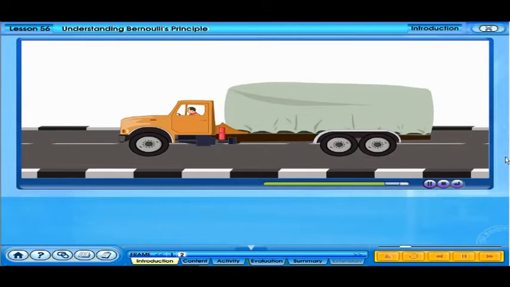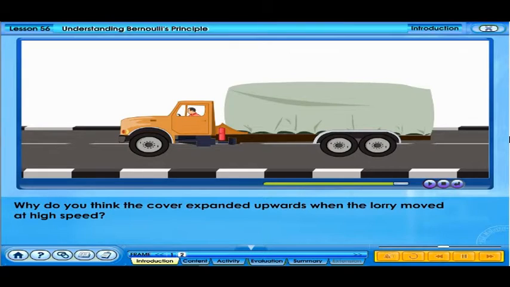Observe the lorry. Why do you think the cover expanded upwards when the lorry moved at high speed?